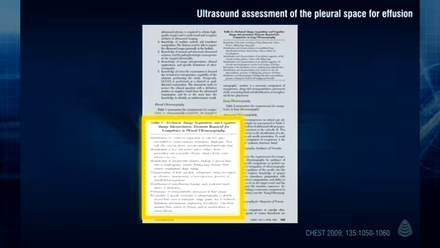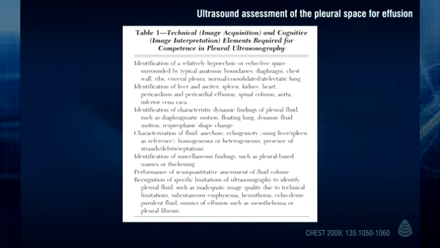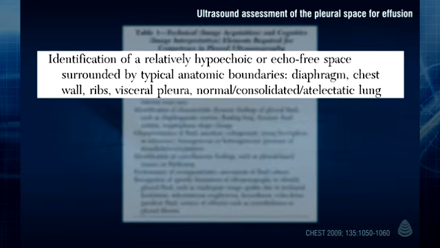Table 1 of this document provides a detailed list of the technical and cognitive elements required for competence in pleural ultrasonography. These elements will be covered in this tutorial and will require that the bedside sonographer be able to proceed with identification of a relatively hypoechoic or echo-free space surrounded by typical anatomic boundaries: diaphragm, chest wall, ribs, visceral pleura, normal, consolidated, and atelectatic lung.